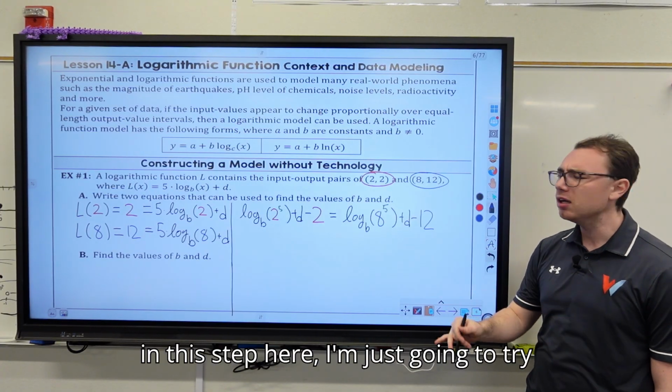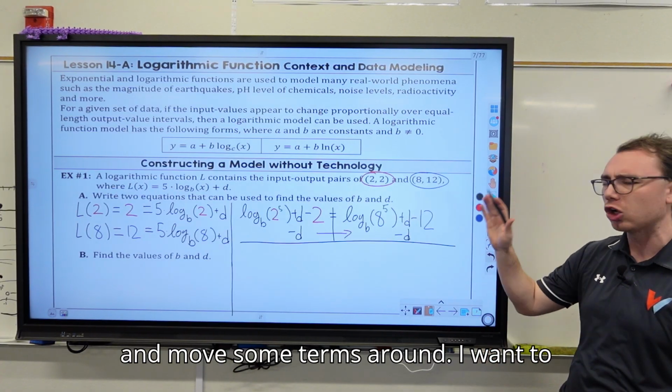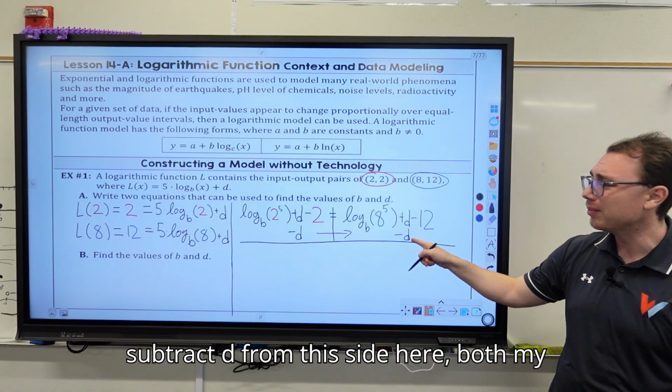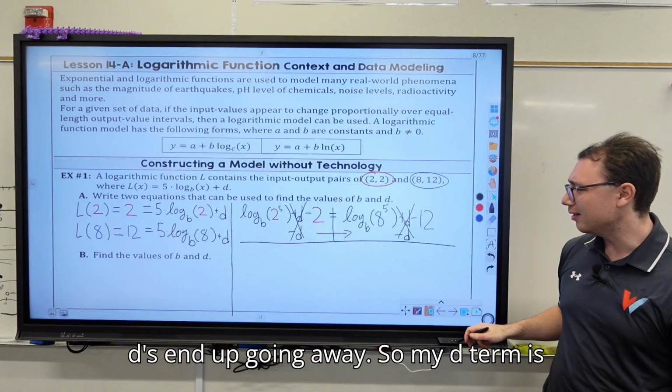Now in this step here, I'm just going to try and move some terms around. I want to subtract d from this side, and if I subtract d from this side here, both my d's end up going away.